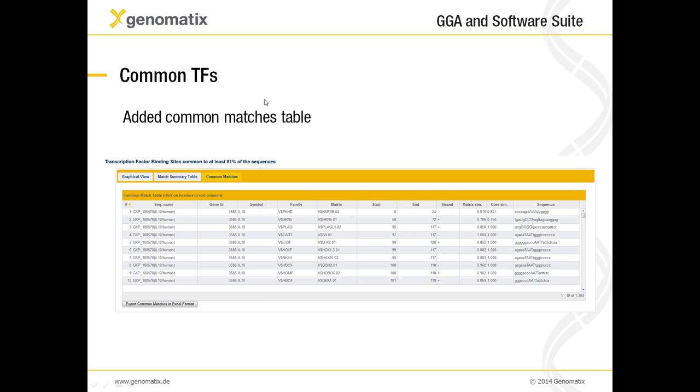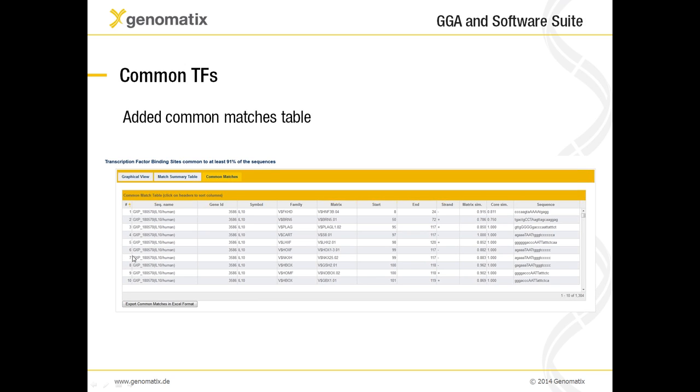The next addition is in the program Common TFs, which shows you just the common transcription factor binding sites, again in a set of sequences, not patterns like for FrameWorker, just the common binding sites. We have an additional view, namely a common matches table, in addition to the graphical view and the match summary table that you might already know from previous versions.